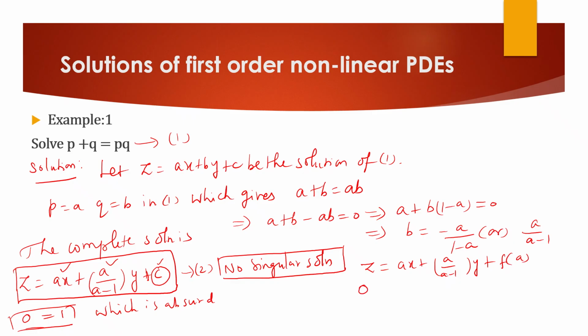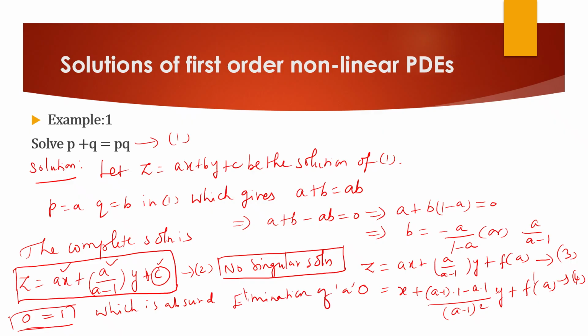So the left hand side is 0 and it is x, plus here we have u by v form. Keeping this a minus 1 fixed and differentiating the numerator is 1, minus keeping the numerator fixed and differentiating the denominator is 1 by a minus 1 the whole square into y plus f dash of a. So now elimination of a from these two equations gives the general solution. So elimination of a from 3 and 4 gives the general solution.